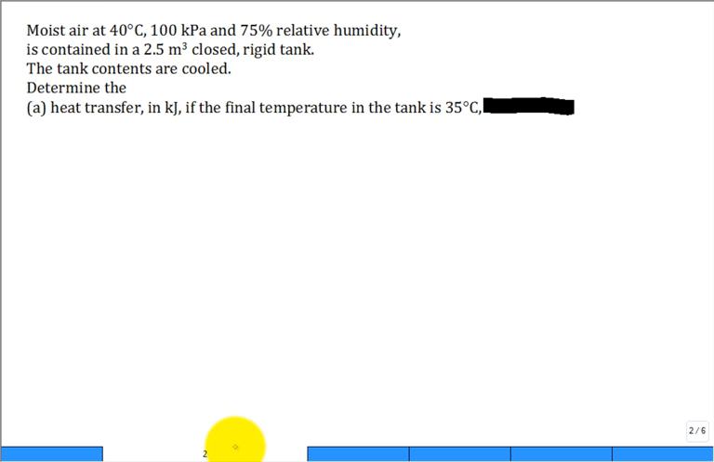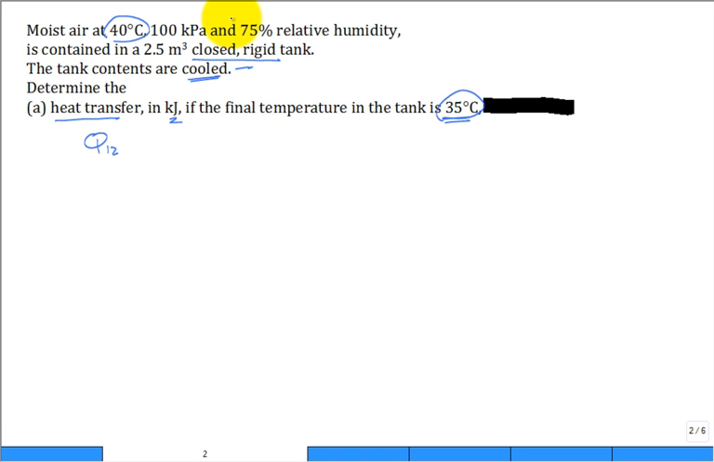So here's the problem. Moist air at 40 degrees C, 100 kilopascals, 75% relative humidity is contained in a 2.5 cubic meter rigid closed tank. The tank contents are cooled. Determine the heat transfer in kilojoules, so Q in the cooling process, if the final temperature is 35. So you cool from 40 to 35. How do you solve that problem?